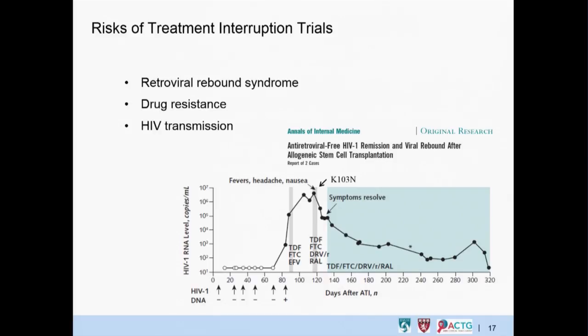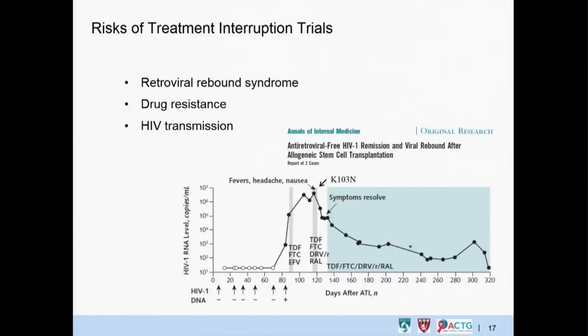So I do want to also at this point mention that these treatment interruption studies do carry some risk, right? And that we have to be cognizant of those risks as investigators and for our participants. And these risks include what's called retroviral rebound syndrome, which is similar to what patients might get during acute infection, some fevers, rash, having some swollen glands. Also drug resistance, as well as, there have been documented cases of HIV transmission during treatment interruption.